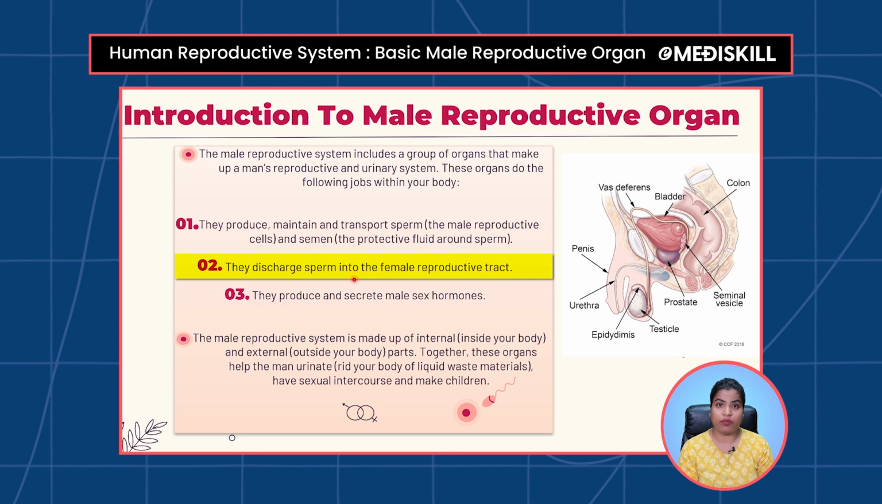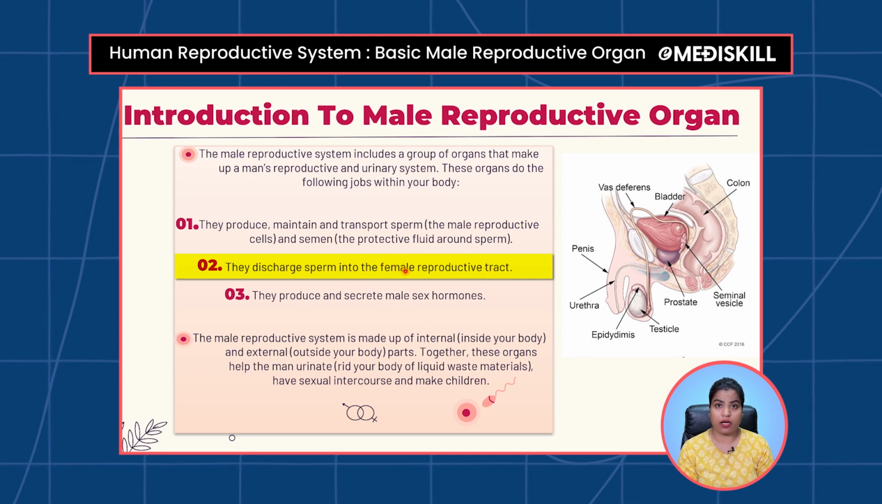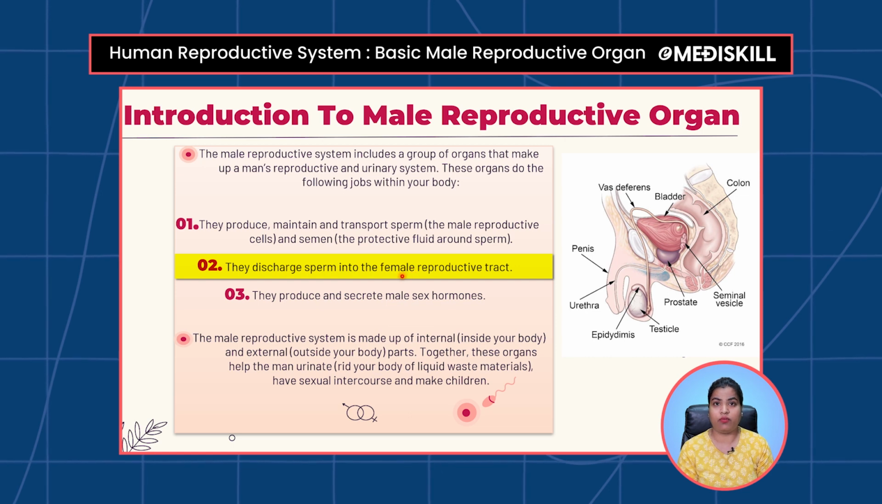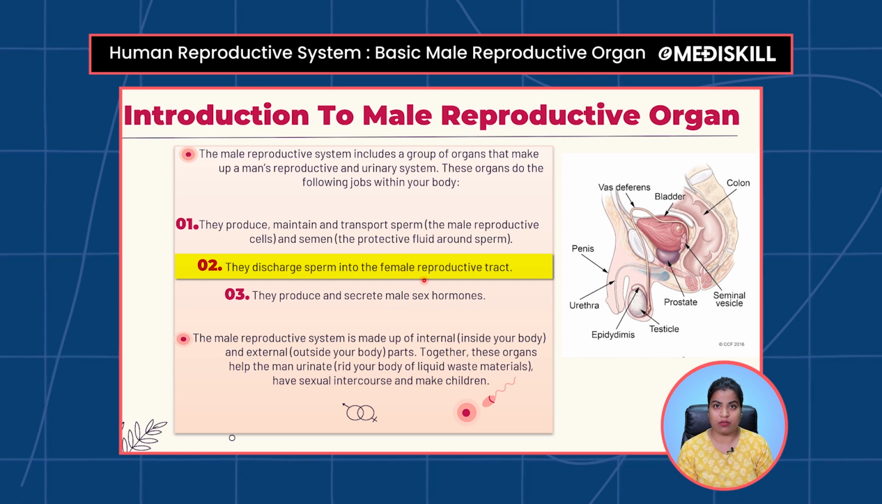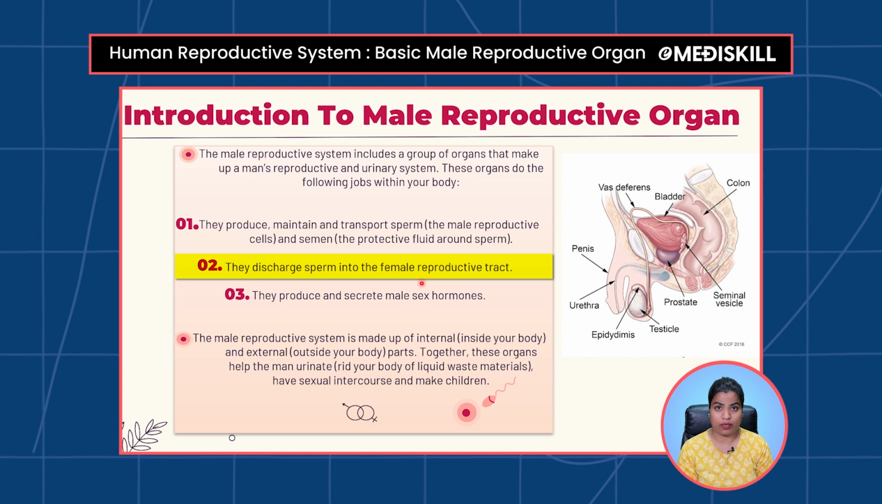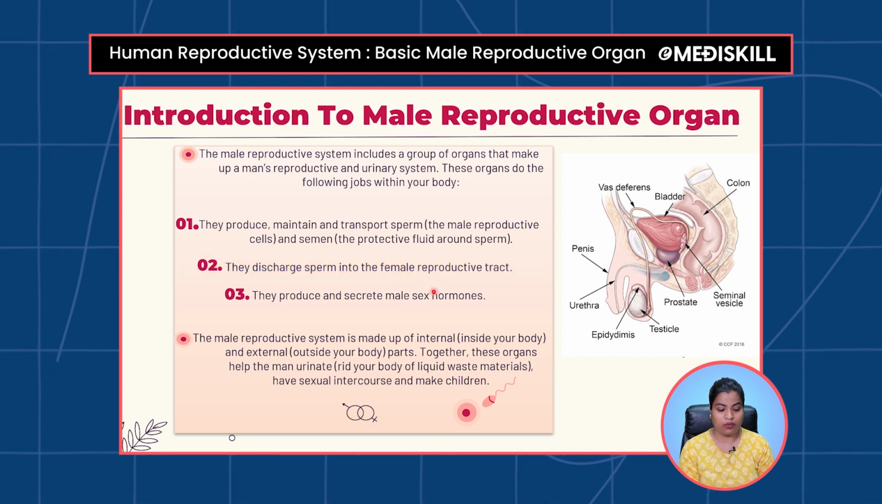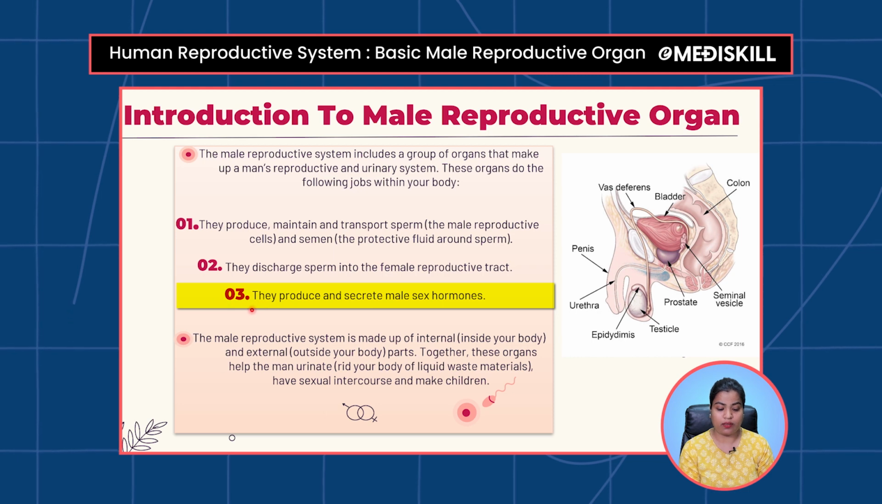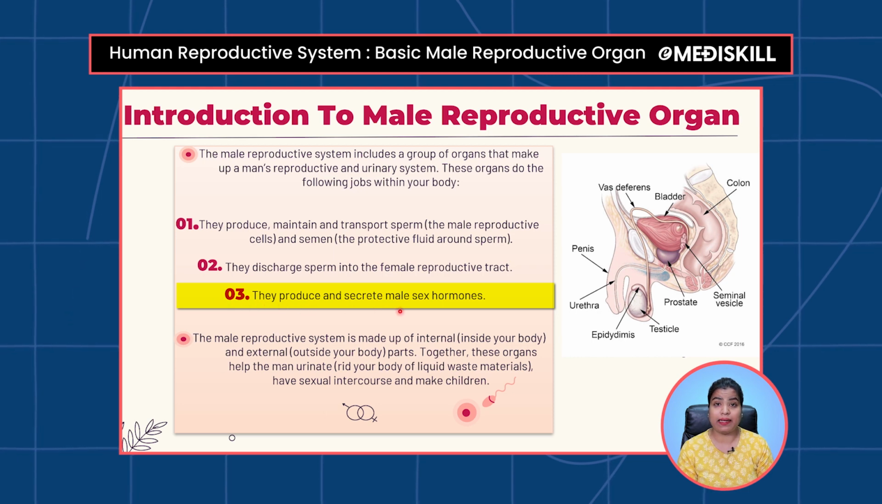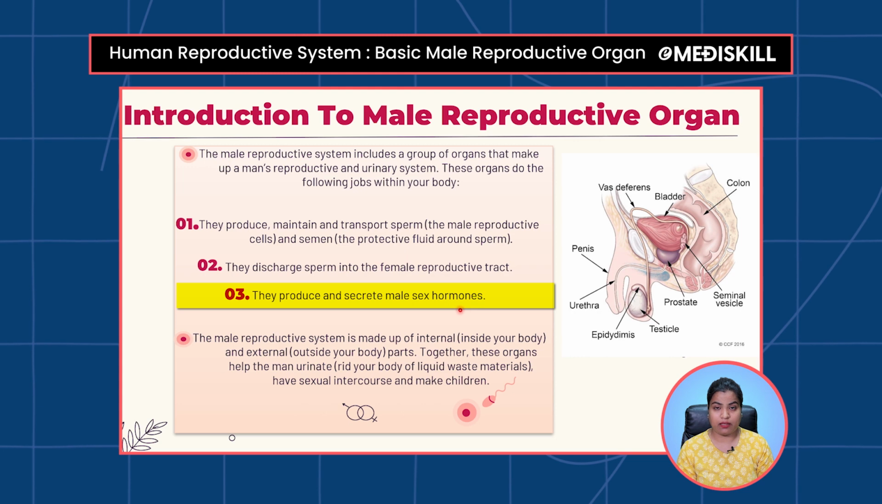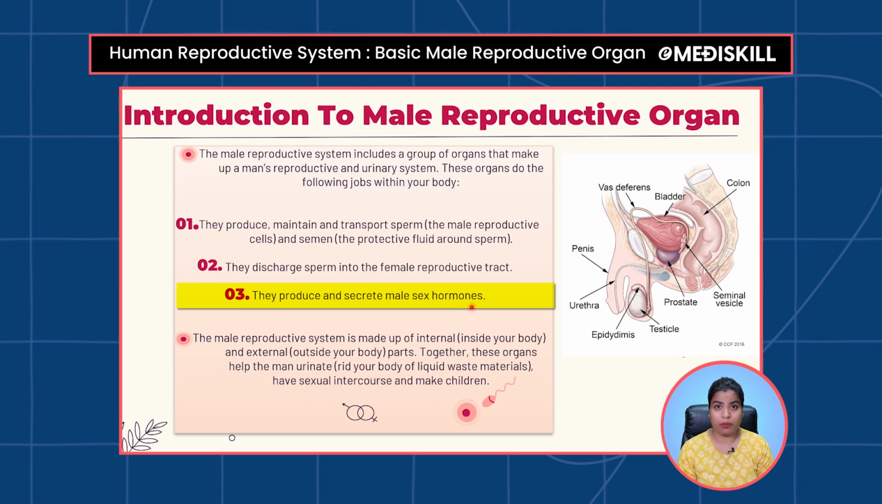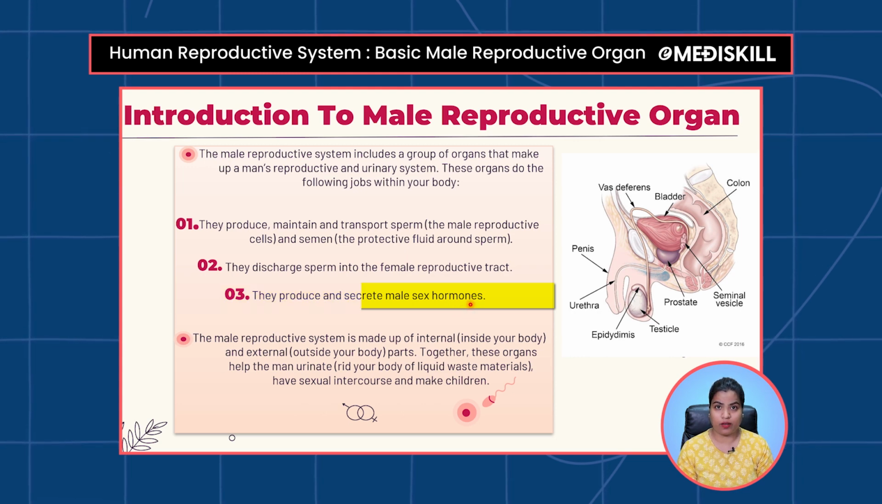Accordingly, if the semen is outside the body, it cannot survive more than 2 to 3 minutes. But when it enters the female organ, it can survive up to 3 to 5 days. Now, the last point, the third point, they produce and secrete male sex hormones. These are the basic jobs which are performed by the male reproductive organ.